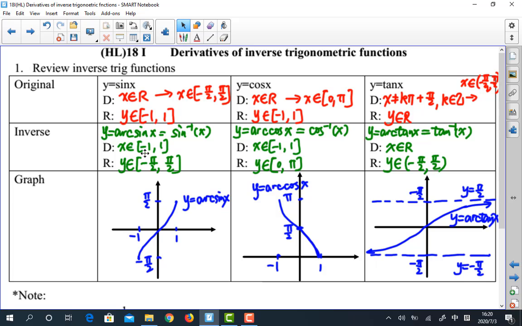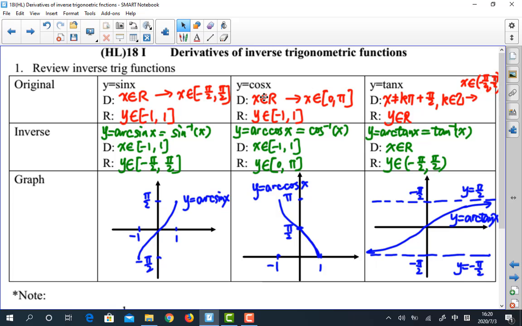So if this function is the inverse of this one, we just swap x and y. Therefore, we also swap the domain and the range. So the domain of the inverse function should be from -1 to 1. The range should be from negative pi over 2 to pi over 2 inclusive. This is the graph for the inverse. I did not graph the original function.